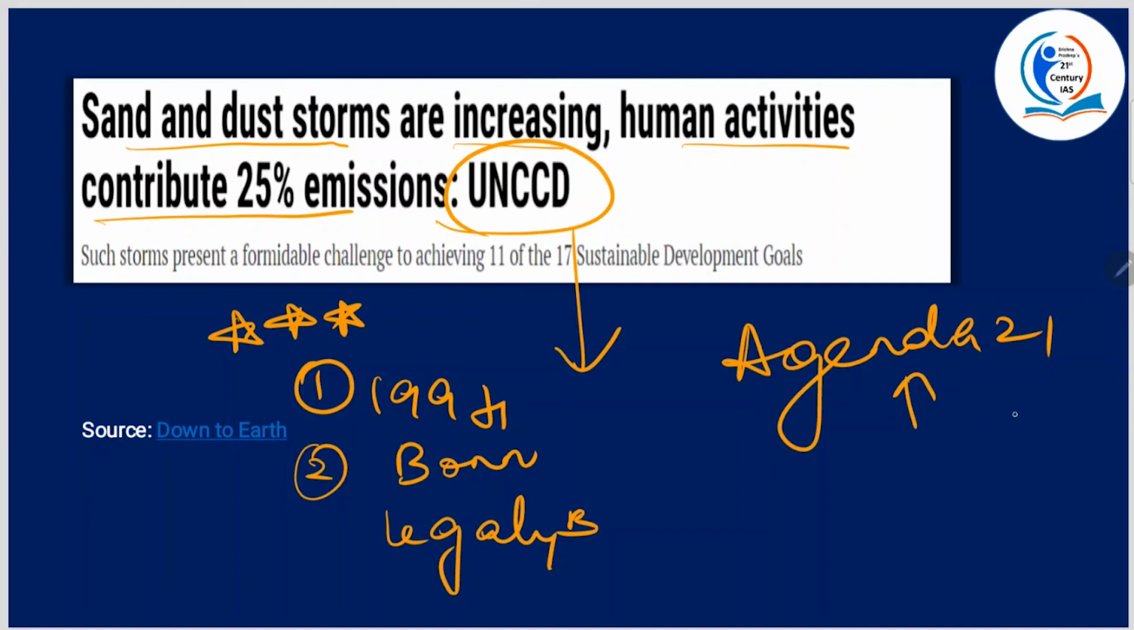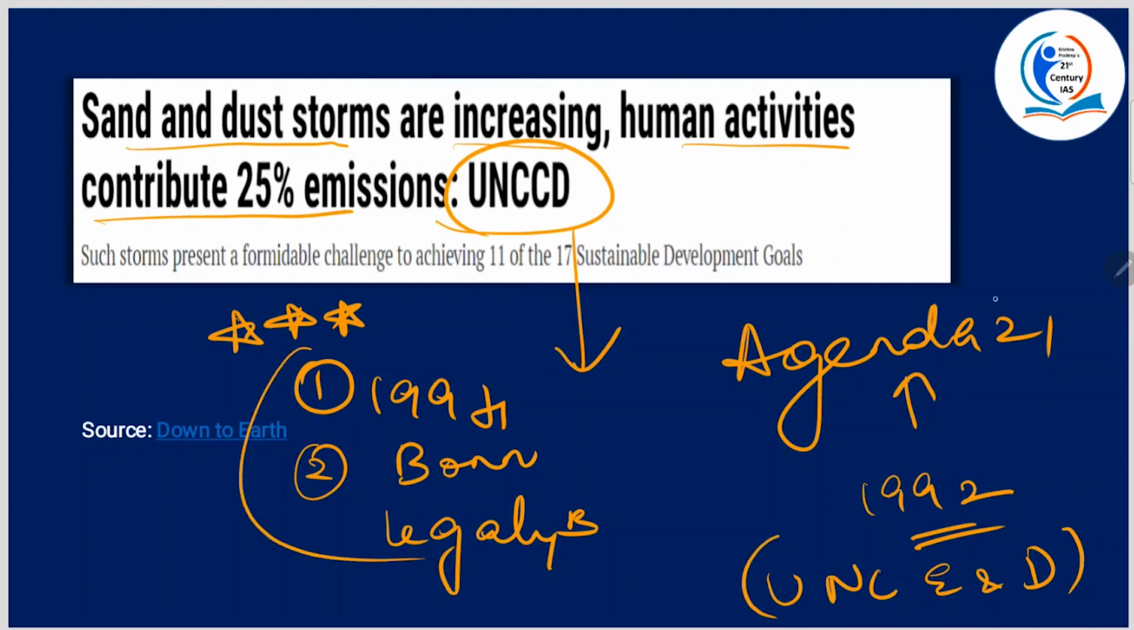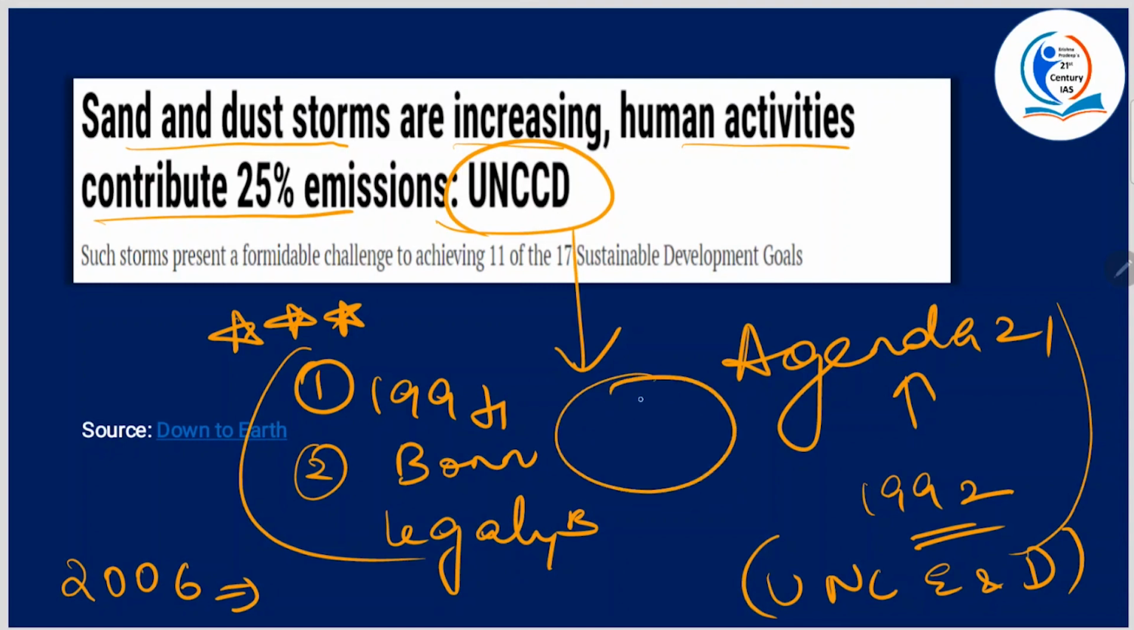Now, what is Agenda 21? It is a product of Earth Summit held in Rio de Janeiro, Brazil in the year 1992. Okay. So, this Earth Summit is also known as UN Conference on Environment and Development. So, these are some basics. And the year 2006 was declared as International Year of Deserts and Desertification. And this UNCCD also releases a report, that is Global Land Outlook Report. This is also important. Land for Life program is also UNCCD's initiative. So, these are some basics you have to remember, right?